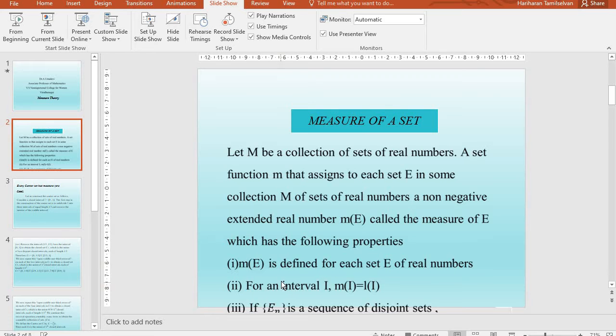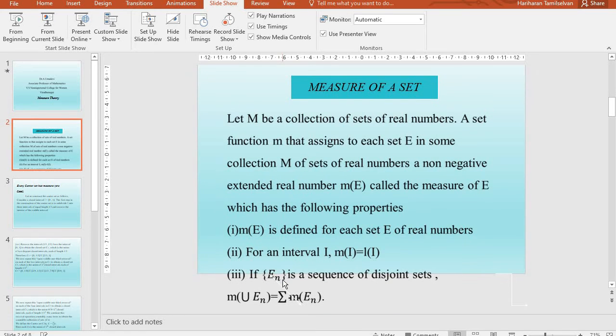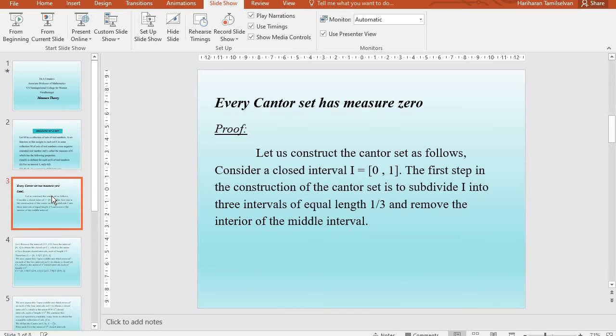If E_n is a sequence of disjoint measurable sets, then the measure of the union of E_n is nothing but the sum of the measures of the individual sets E_n. Now, we are going to prove that every Cantor set has measure 0. To prove this, first we are going to construct the Cantor set, next we are going to prove that the set is measurable, and finally we are going to show that it has measure 0.